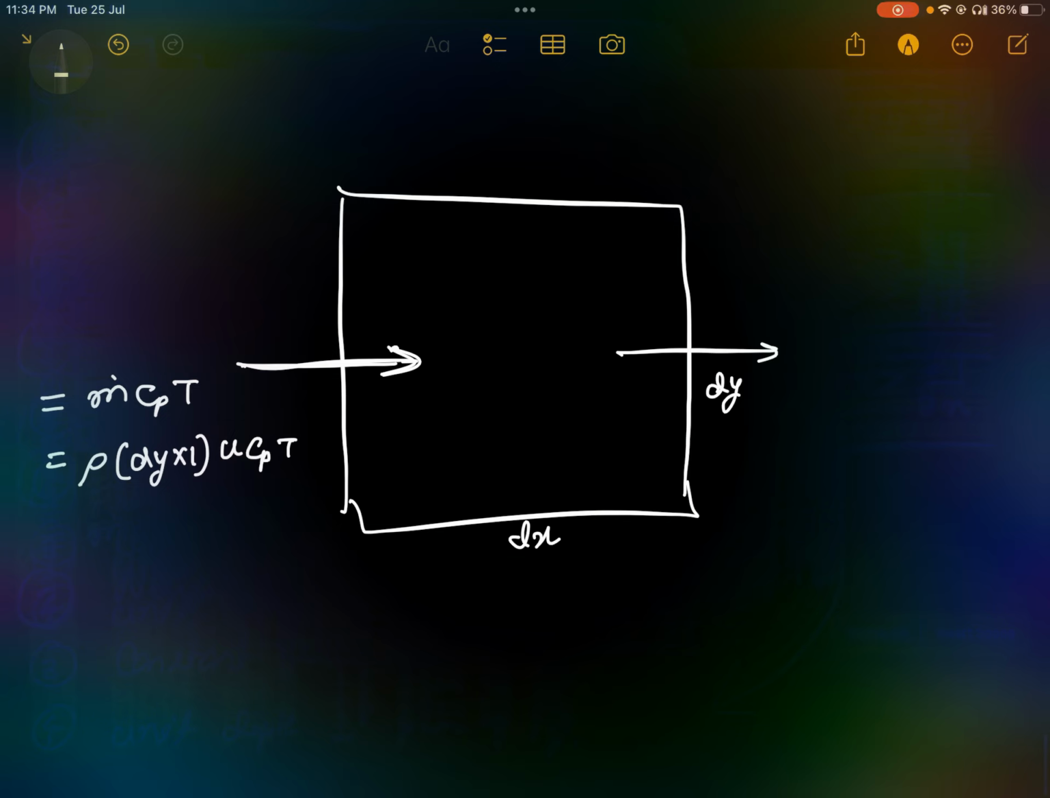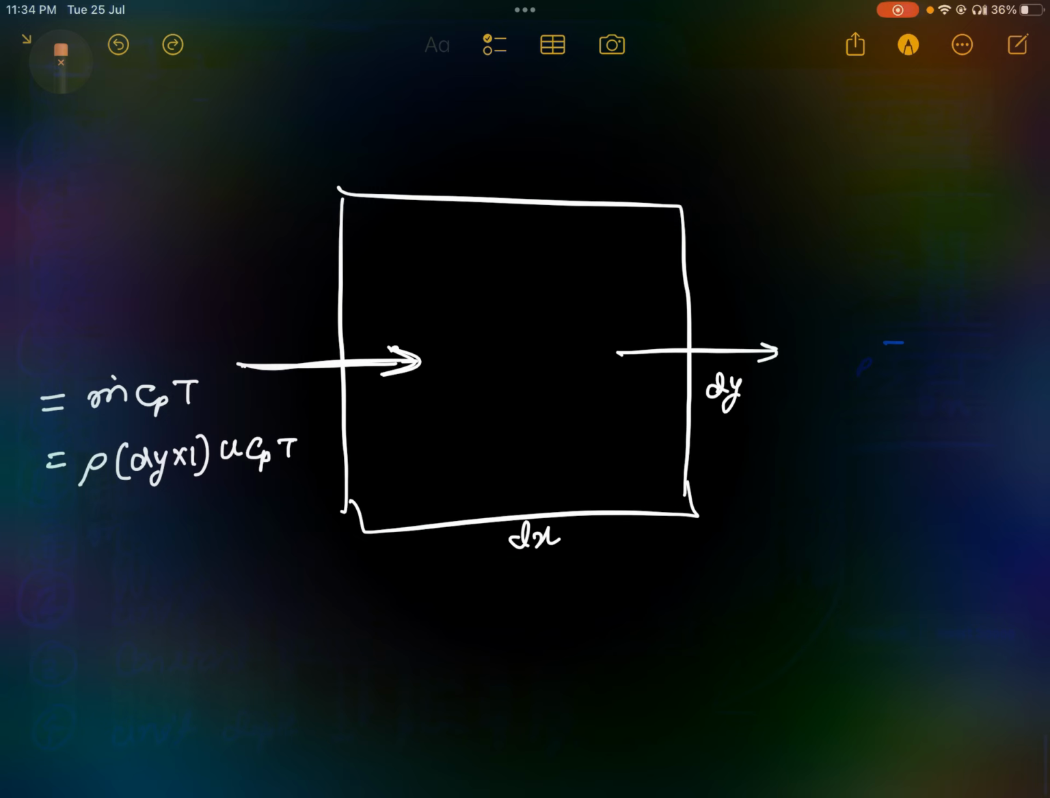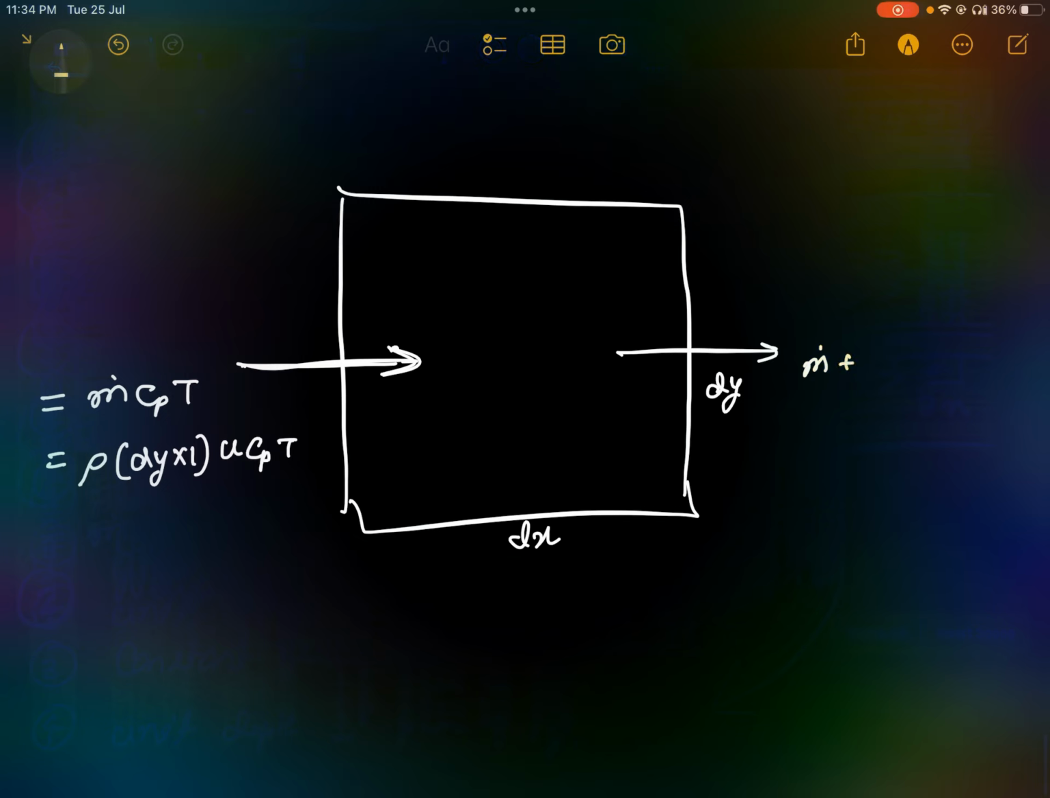So what will be coming out from here? Let us directly use m dot Cp T. If I try to write it in terms of mass only, then I will write it like this: m dot plus del m dot by del x dx, times Cp T, or in terms of rho, I can write rho dy into 1.